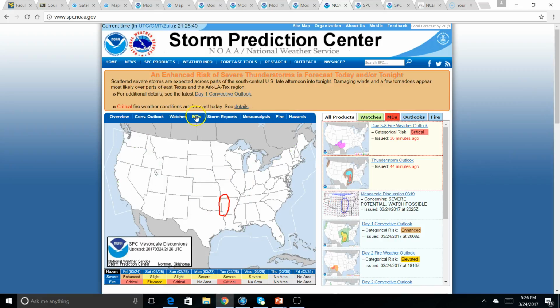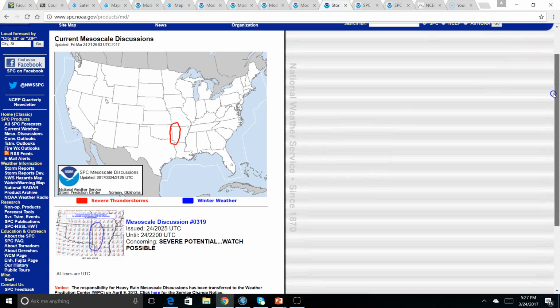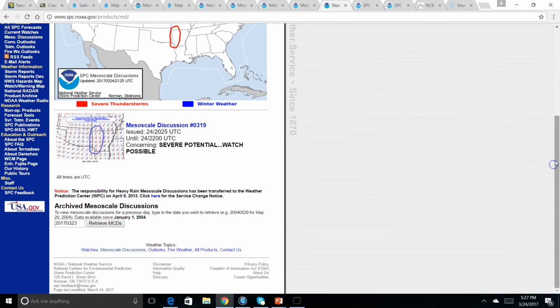But what I wanted to show you is the discussions that are out there right now. They're issued anytime something interesting happens. So let's see what's interesting in part of Arkansas right now. This mesoscale discussion is looking right in this area at the wind here and the severe potential. Watch concerning it.